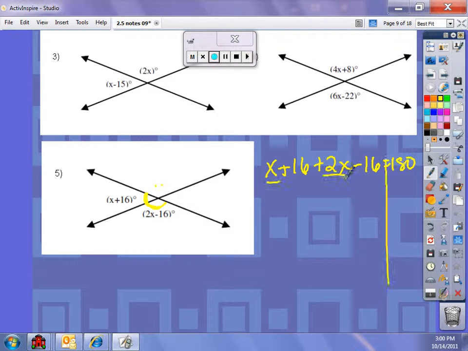So we're going to collect our like terms. And actually our 16s cancel, don't they? Because we have a plus 16 and a minus 16. That's going to make this problem a lot easier. We're going to divide by 3. We get x equals 60.